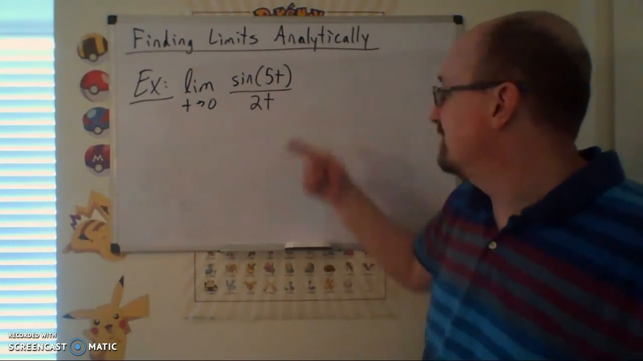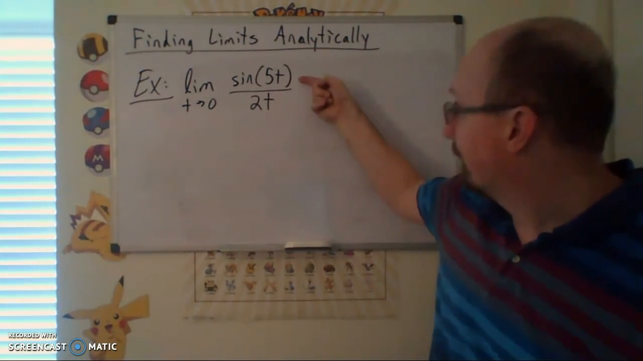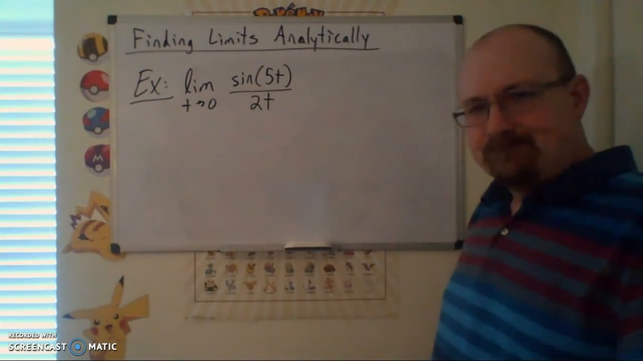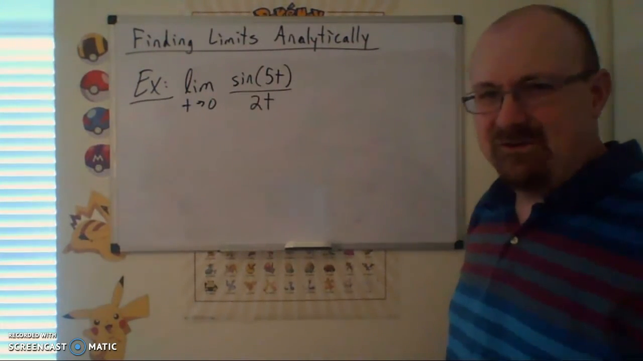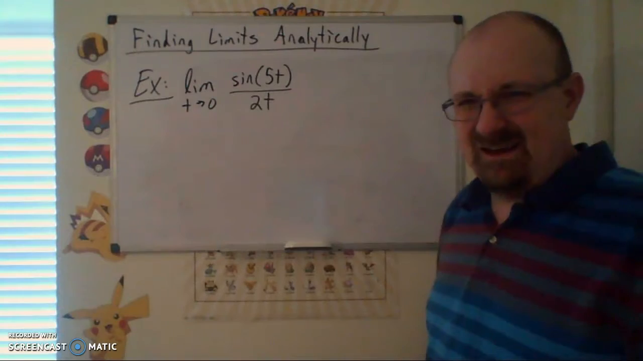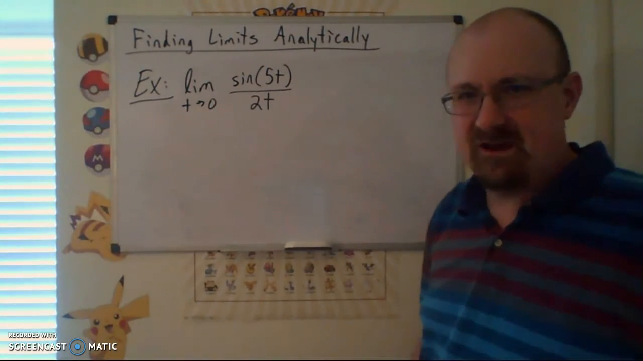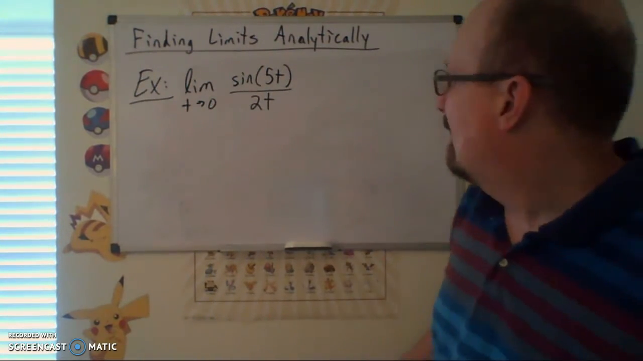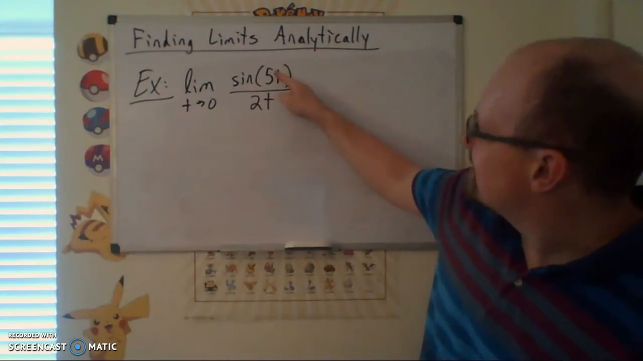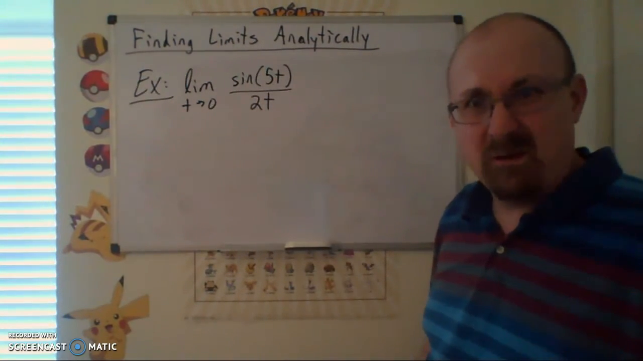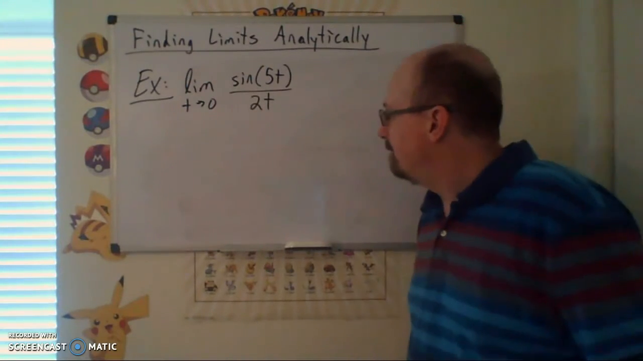Spoilers: direct substitution gives 0 over 0. So something should clean this up. Now the catch is, it's not immediately apparent. No, don't just try to cancel the t's and say that it's sine of 5 over 2. You can't do that. By the same token, we can't just yank this 5 out of the trig function. It's not multiplication or anything like that.